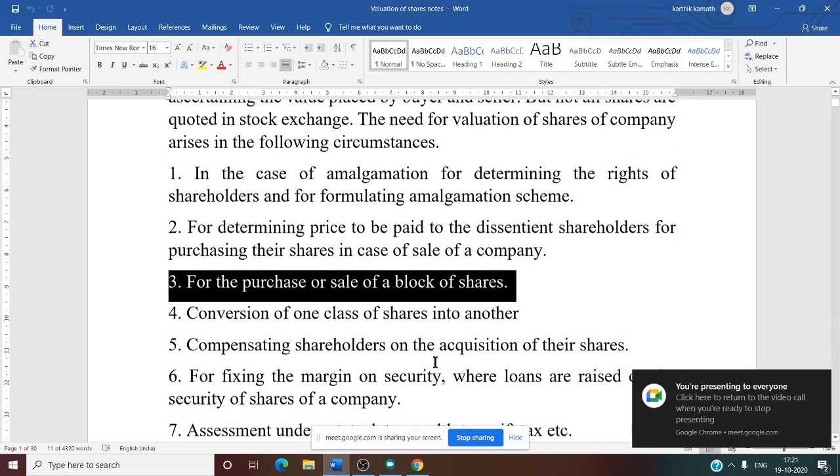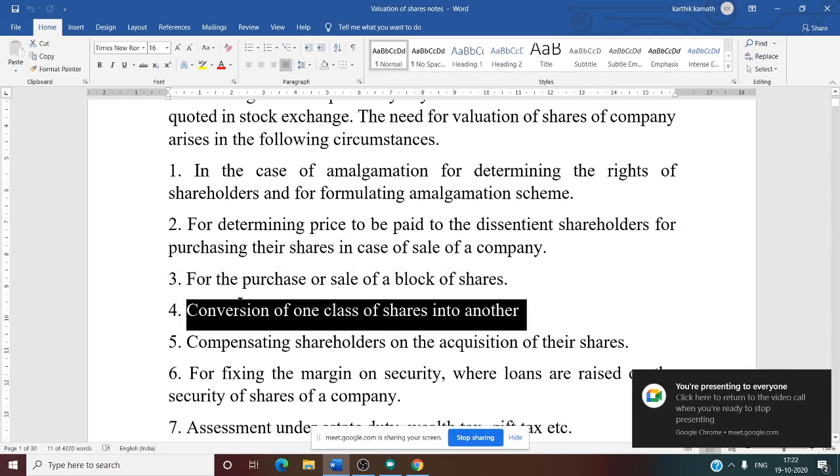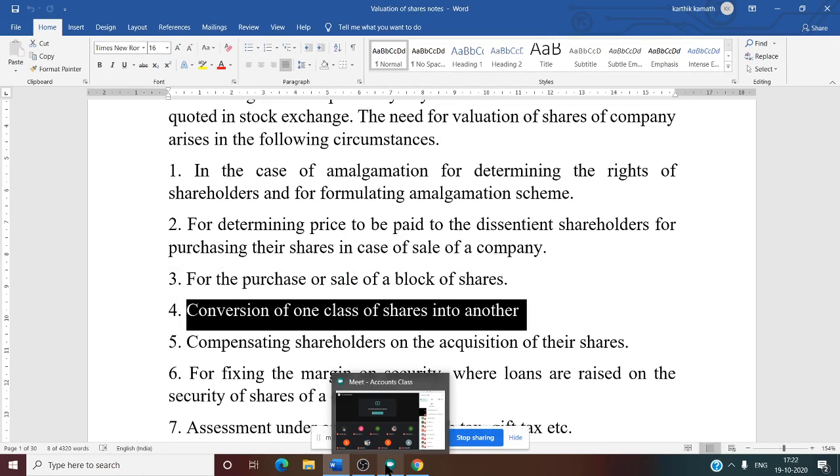That is the third one: conversion of one class of share into another. Yes, again valuation is important. Why? Because if you are converting your equity shares into preference shares, or your preference shares into equity shares, your paid up value will be different. Of course, your paid up value will be different. So that is why valuation of share is needed.